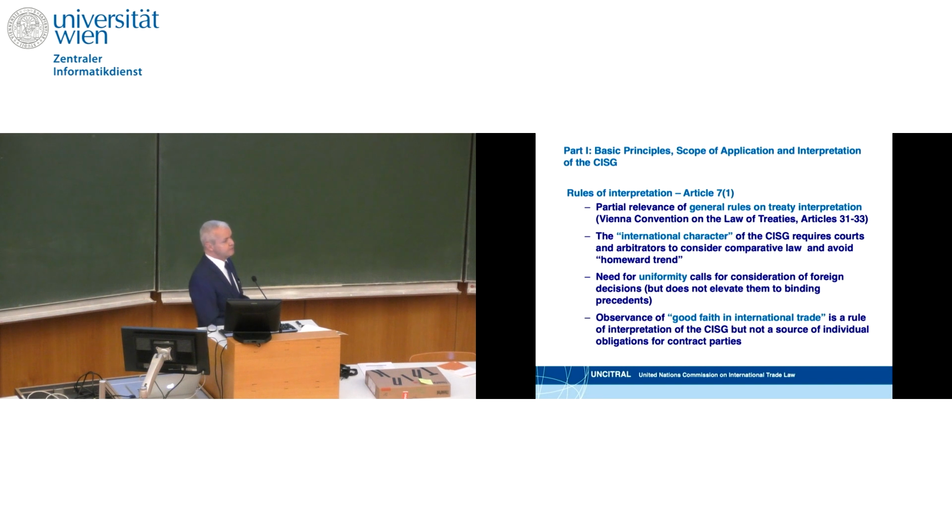So the CISG invites the judge and the arbitrator to avoid the so-called homeward trend, that is to open the CISG and say, I don't understand this provision. How do we regulate this in the German Civil Code? This is not how the CISG should be interpreted. What the German court should do is ask, how have other courts around the world interpreted this provision? What do the commentaries of the CISG say about this provision? That is to promote uniformity in the interpretation. That's what should be in the mind of the interpreter.